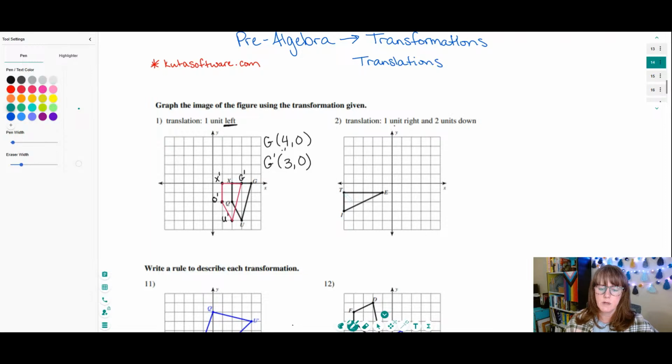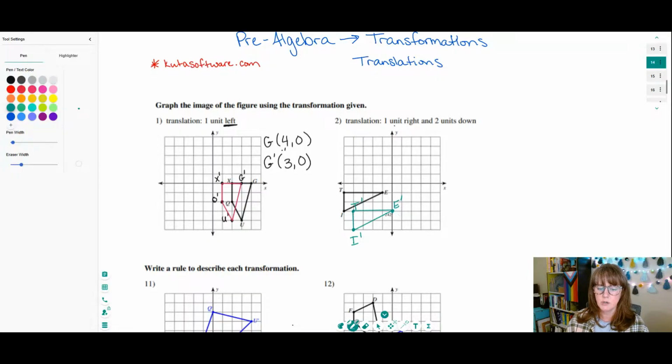So I'm going to start with vertex T, and I'm just going to count 1 unit right and then 2 down. So then that's where T prime would be located. For E, 1 unit right, 2 units down. So that's E prime. And then for I, 1 unit right, 2 units down. So that's I prime. And we're going to connect all of those points.